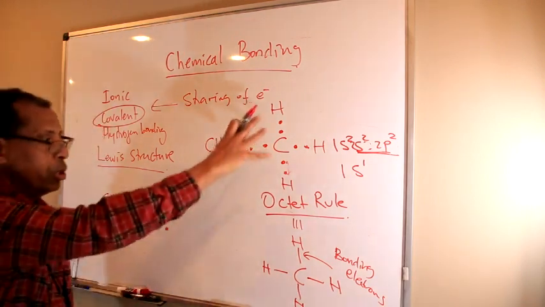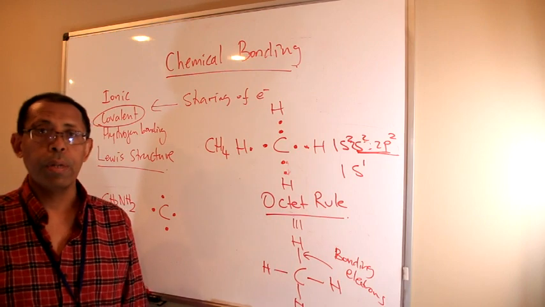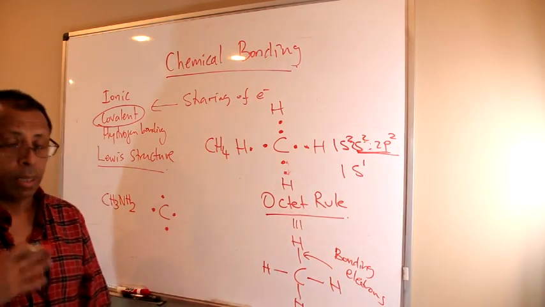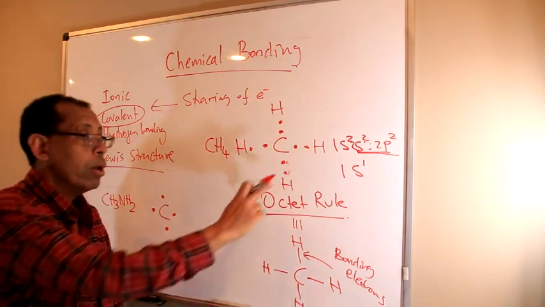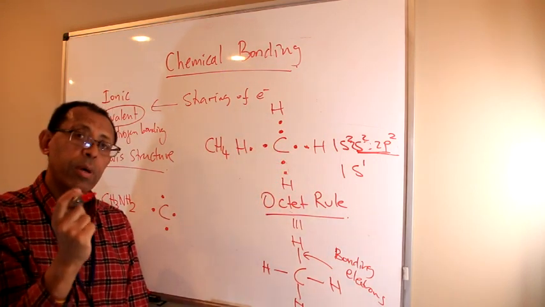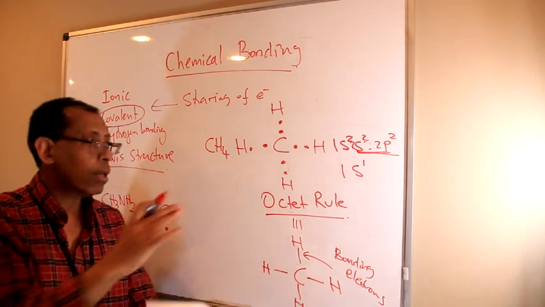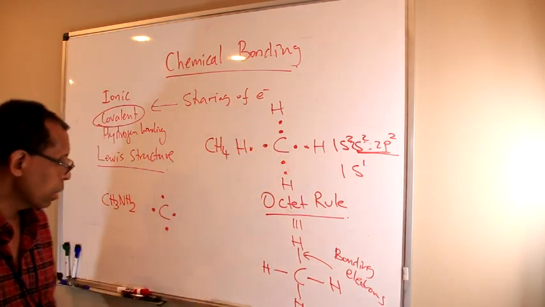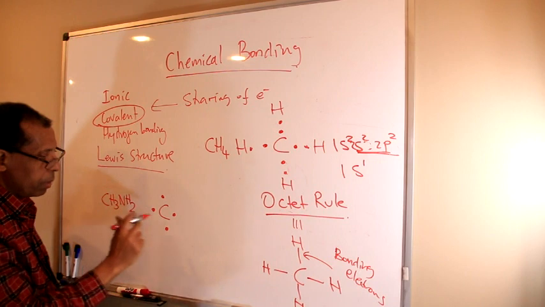That would be a violation of the octet rule, because the orbital for hydrogen can accommodate only a maximum of 2 electrons. Therefore, it cannot sit inside at the center. Now, the other one would be nitrogen.